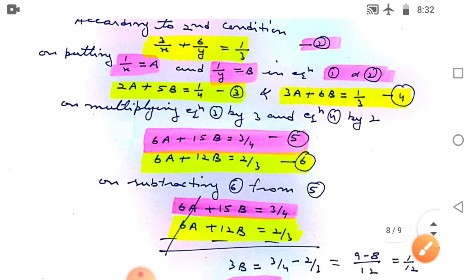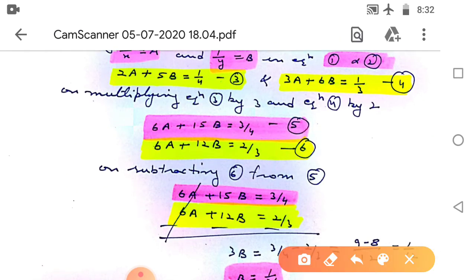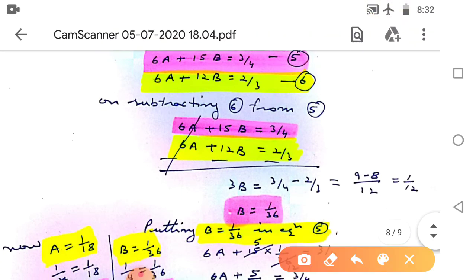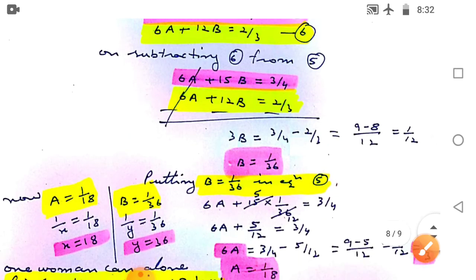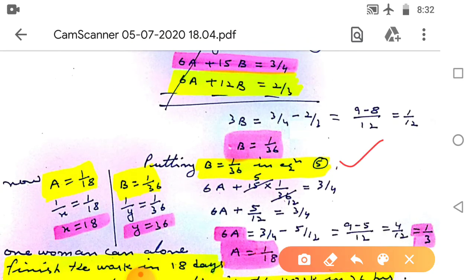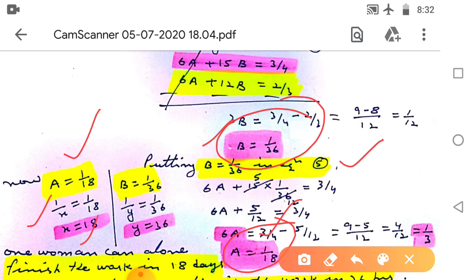Now on subtracting, we get the value of b as 1 by 36, and after putting this value of b in equation 5, we get the value of a as 1 by 18. So value of b is 1 by 36 and value of a is 1 by 18. Now when value of a is 1 by 18, it means 1 upon x is equal to 1 by 18. So x is equal to 18, and b is equal to 1 by 36.